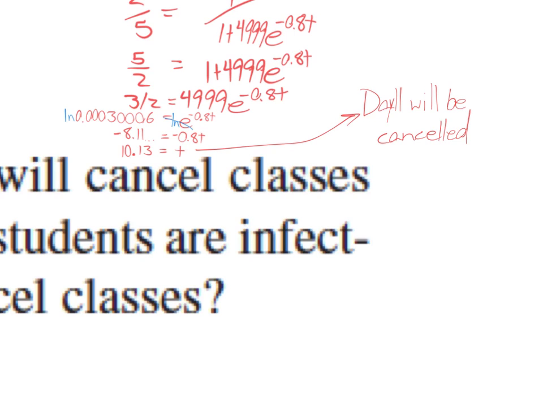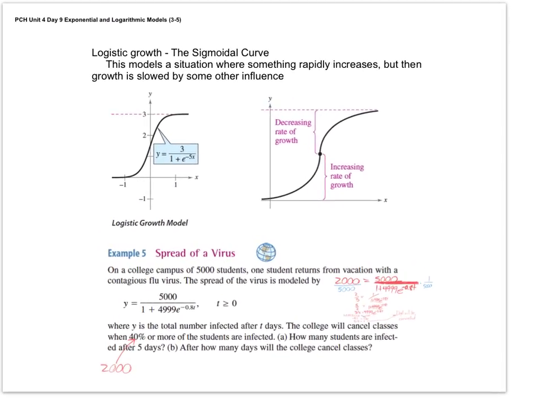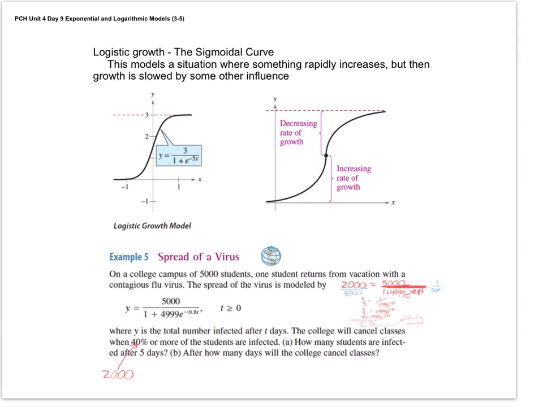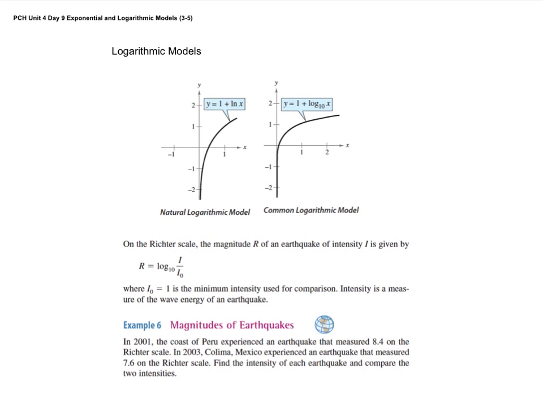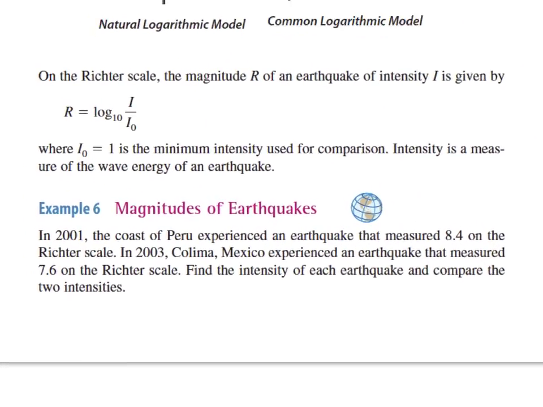Does that make sense? Okay, so that's just one other example here. Really the most challenging part here is just the algebra, getting that right. Okay? One more here with the logarithmic. You guys know what the logarithmic looks like, even though I just showed it there for you. Here we have a 1 plus the logarithm, just showing that we can translate this up or down however we want. But let's look at magnitudes of earthquakes. These are kind of cool.